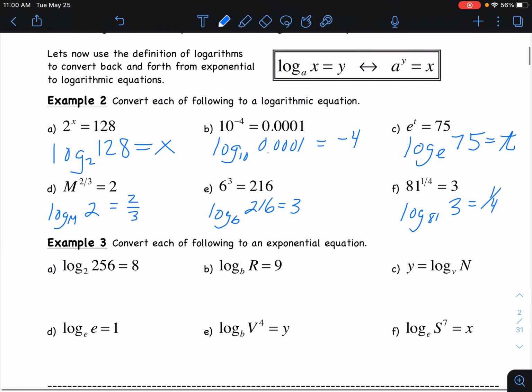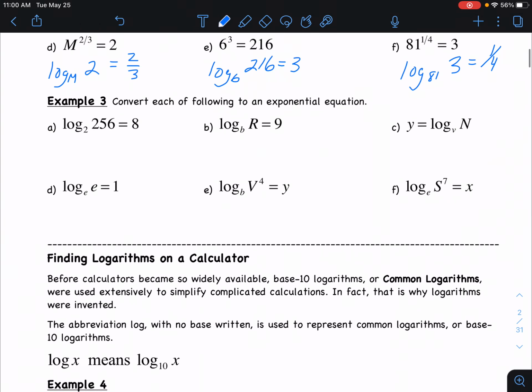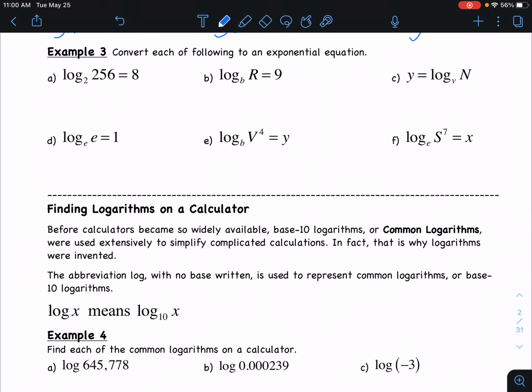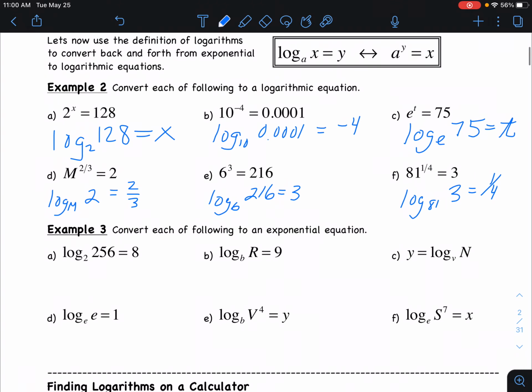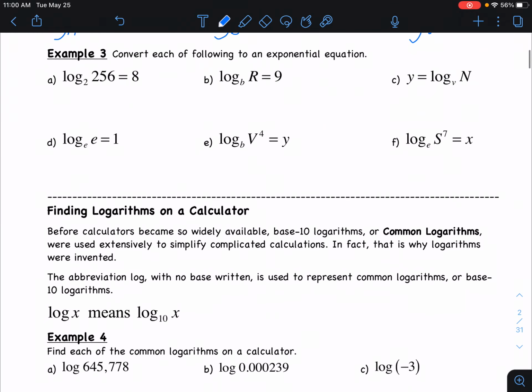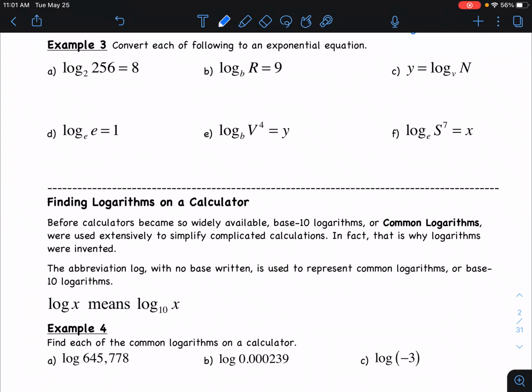All right, so that was just converting an exponential equation to a logarithmic equation. So now in example 3, we're going to do the reverse of that. We're going to take these logarithmic equations and convert them to an exponential equation. So again, you can always look back up here to this box. That's what I referred to when I was learning this.